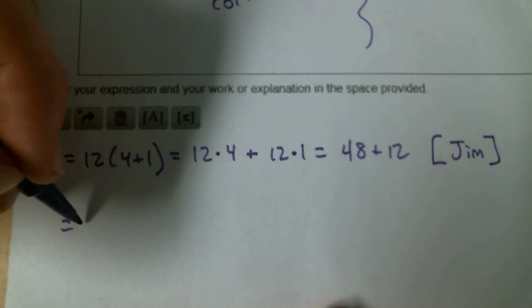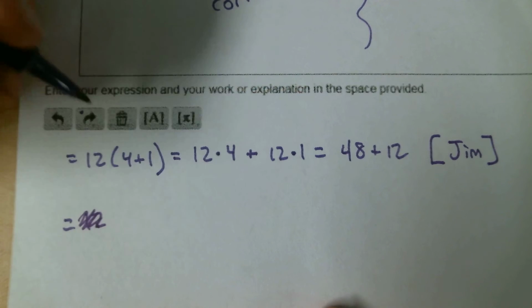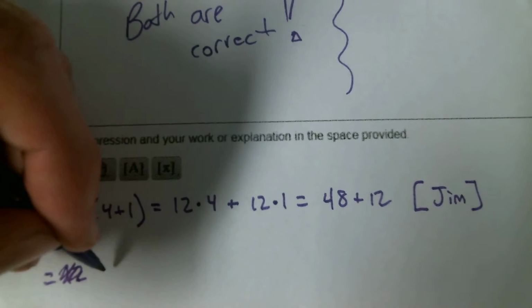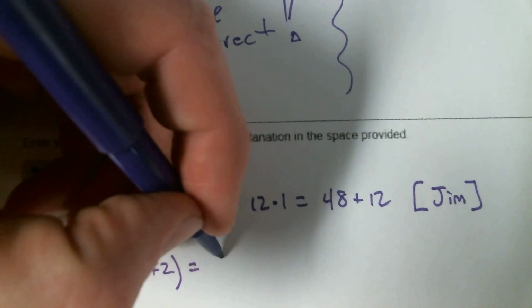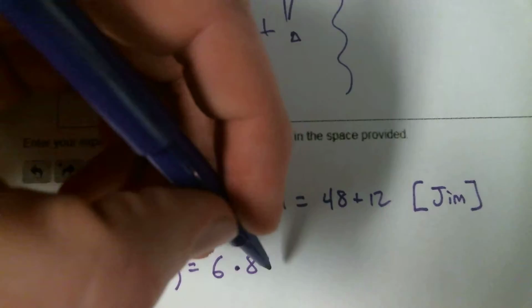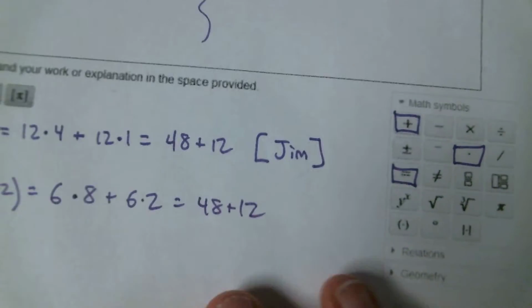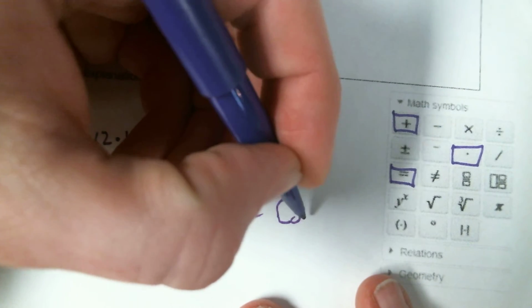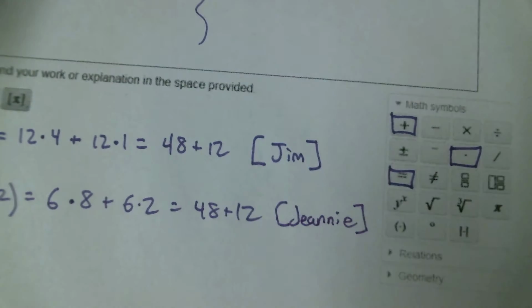I could show Jeannie's work, right? I can show 12. No, she doesn't start with 12. So here I would need to use my undo and my delete button. 6 times 8 plus 2 equals 6 times 8 plus 6 times 2. That gives me 48 plus 12. So, and then I would label that work as I type this in. Remember, I'm typing it in, not writing it. Or at least we're pretending that. This is Jeannie. This is Jeannie's stuff.